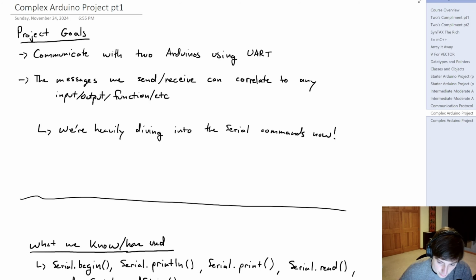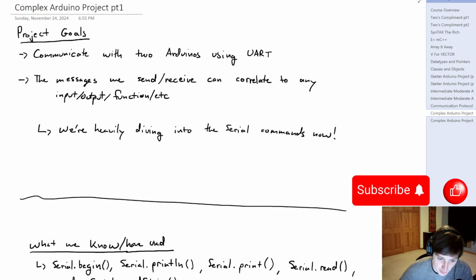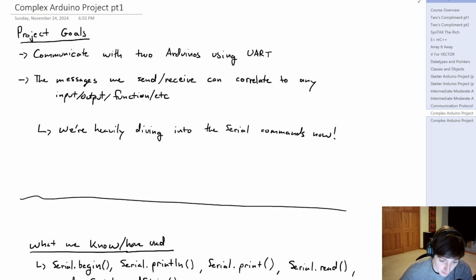Okay, welcome back to the last project we're going to have in the Learn to Code course. Now we're going to get into a relatively complex project where we're going to utilize everything that we've learned in this entire course. This project is going to build off of the intermediate project, but we have one difference. What we're going to do is communicate with two Arduinos, except now we are going to be using a standardized communication protocol. And in the last video, we decided that to be the UART protocol.